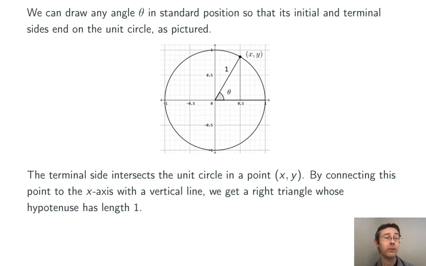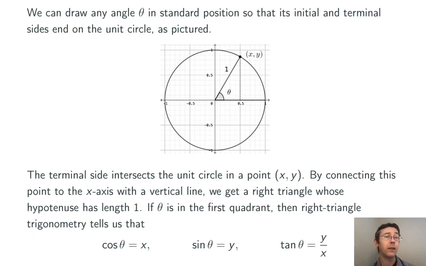Notice that the hypotenuse of that right triangle is always going to be 1. If theta is in the first quadrant, so if it's an acute angle, then in fact, cosine of theta, adjacent over hypotenuse, is going to be x over 1. Sine of theta, opposite over hypotenuse, is y over 1. And then tangent theta, the ratio of those two, is going to be y over x.